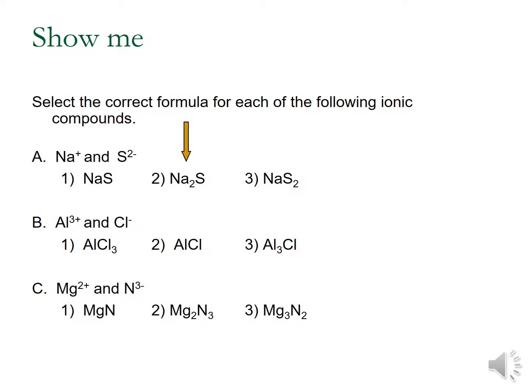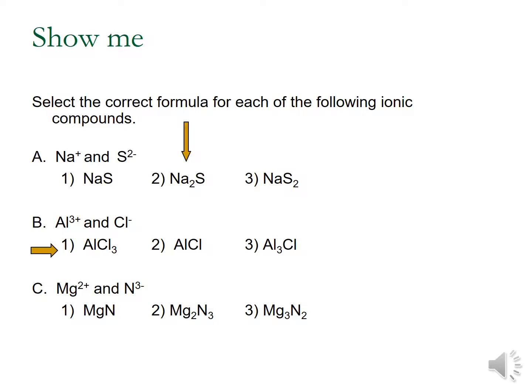Aluminum is +3 and chloride is -1, so that means aluminum loses 3 electrons and chlorine gains 1. So for the proper proportion, to get an overall neutral charge, we would need AlCl3.